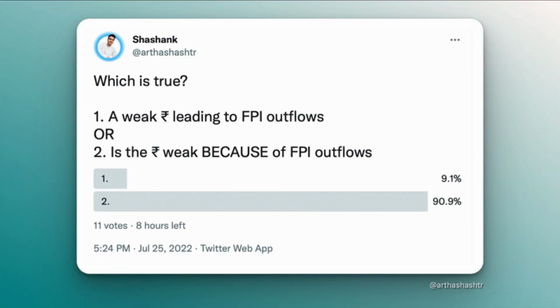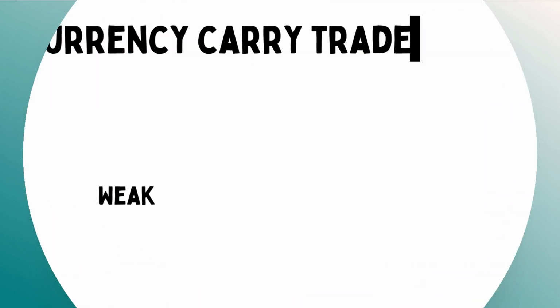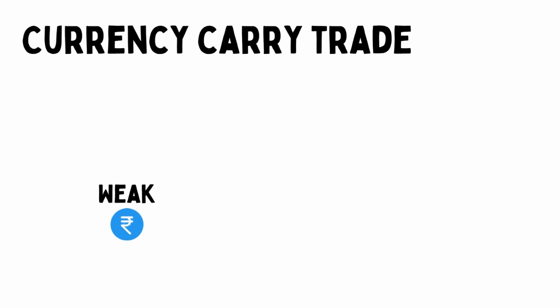Now the poll that I asked you yesterday. Does a weaker rupee lead to FPI outflows? Or is the rupee weak because of FPI outflows? The answer is it's a cycle, which no country would want to fall in. A country will generally not fall in this trap cycle unless an external force is at play.